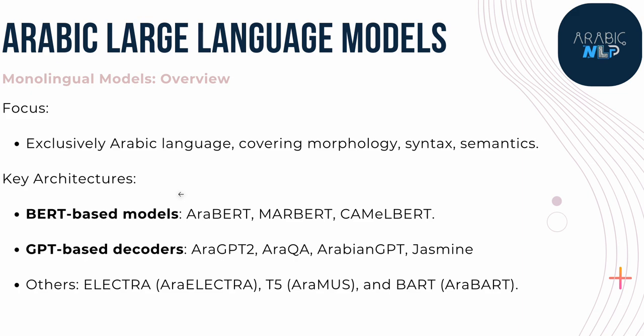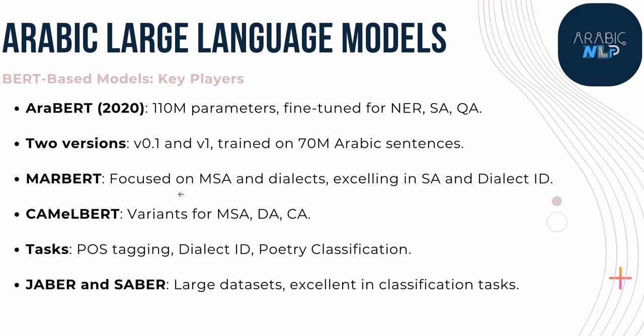Most of them are built on GPT-2 architectures. Jasmine is built on GPT-3 architectures, for example. And we have other models or architectures such as AraT5, AraELECTRA, and AraMOS. So let's focus on BERT-based models, which dominate the monolingual Arabic LLMs landscape. AraBERT, introduced in 2020, was the first BERT model built specifically for Arabic, trained on MSA.